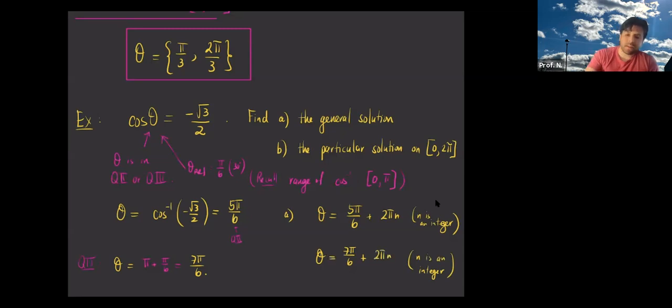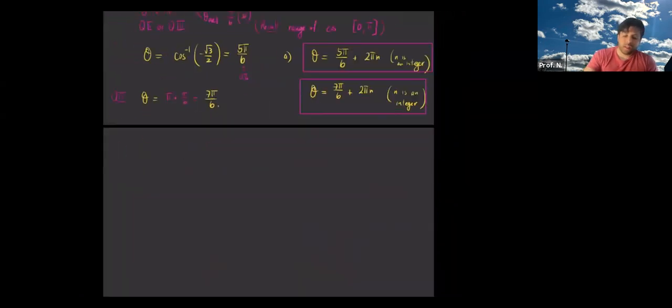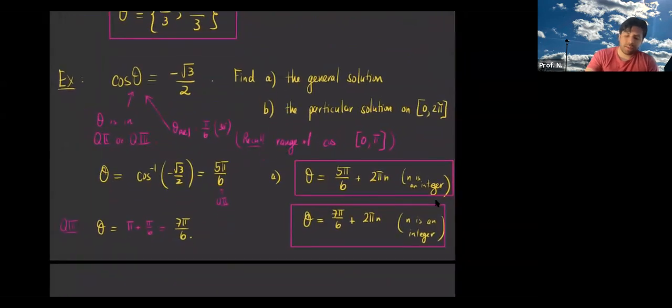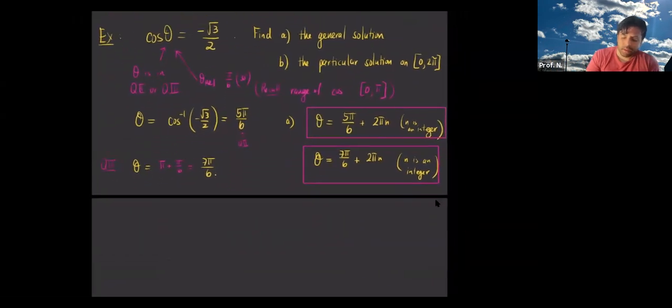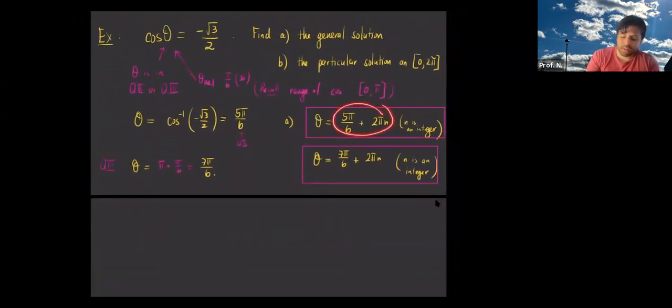Any questions about this? Does this make sense, or do I need to clarify anything? So a lot of this stuff might seem different than what we've been doing, but it's really coming back to the inverse trig lesson that we had. So these are the general solutions. These are all the angles in quadrant 2, and these are all of the angles in quadrant 3 that satisfy this equation.